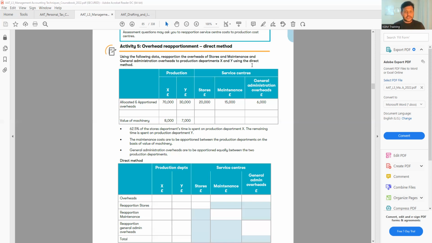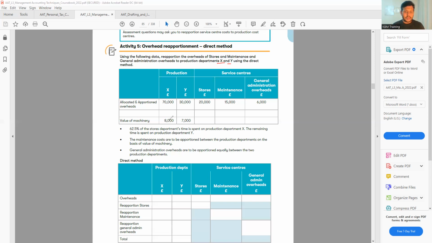All right, so let's read this question for the direct method first. Using the following data, reapportion the overhead of the store and maintenance and the general admin overhead to production departments X and Y using the direct method. So we have to move the service department cost to the production department. Now you can see allocate and apportion overhead. So we have 70, 30, 20, 15, 6. These are already allocated or apportioned. First is allocation, the next step is apportionment, and the third step is reapportionment. Now we have to reapportion.